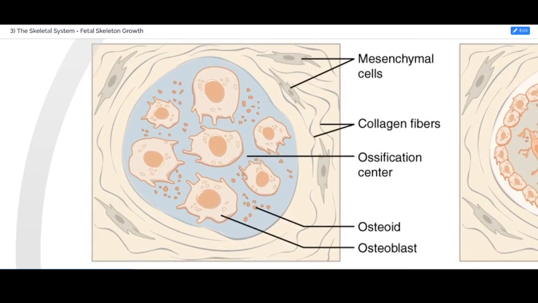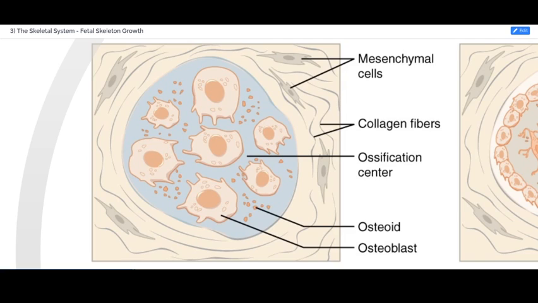The process begins when an ossification center forms within mesenchyme. A mesenchymal cell, which is the embryonic connective tissue cell, commits to becoming part of bone tissue. It becomes an osteoblast, and that osteoblast will divide into two other cells, which will each divide into two cells, which will each divide into two cells, and the population of cells at that ossification center will increase.